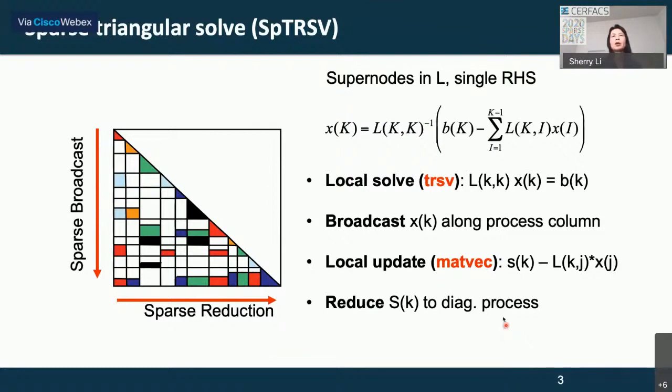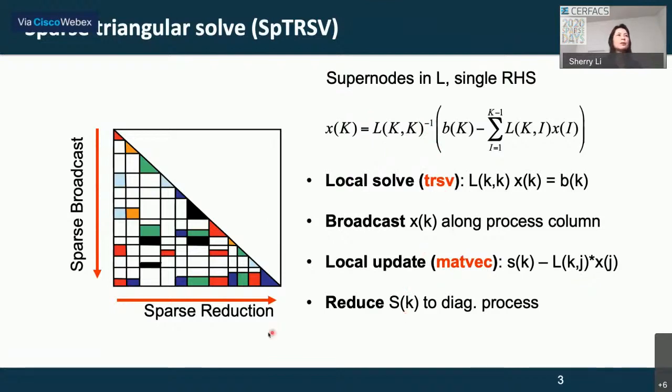And really the mathematical operation is here. For the previously computed components, you multiply them together with the off-diagonal block and subtract it from the right-hand side. And then for the diagonal block, you do a triangular solve. So the local solve is a triangular solve, and the local update is the matvec for this operation. And then the communication is a broadcast and reduce.